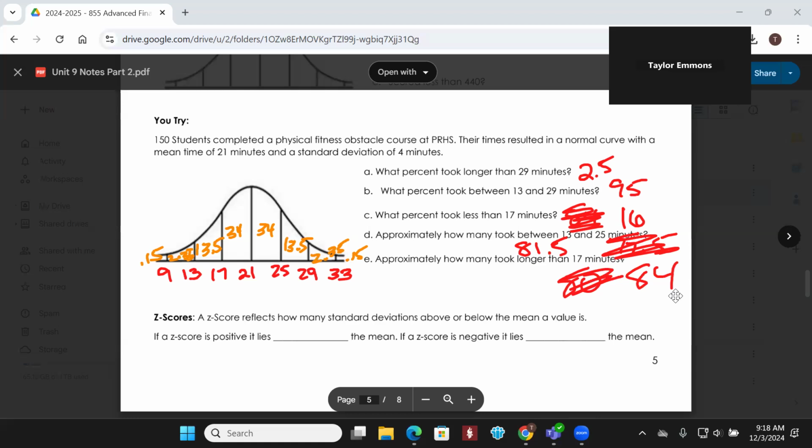Oh, my bad. All right, so z-score. A z-score reflects how many standard deviations above or below the mean a value is. If a z-score is positive, it lies above the mean. If a z-score is negative, it lies below the mean.